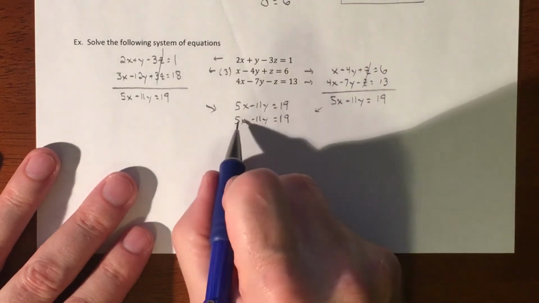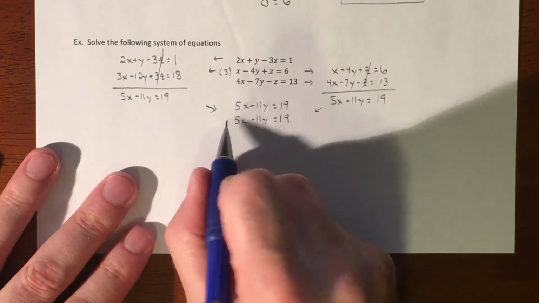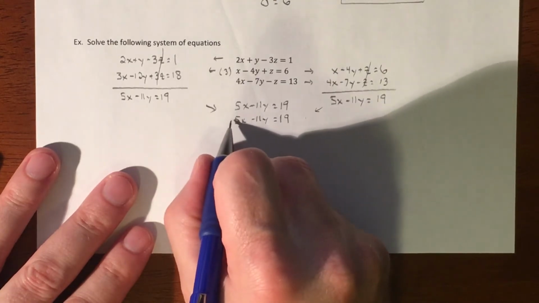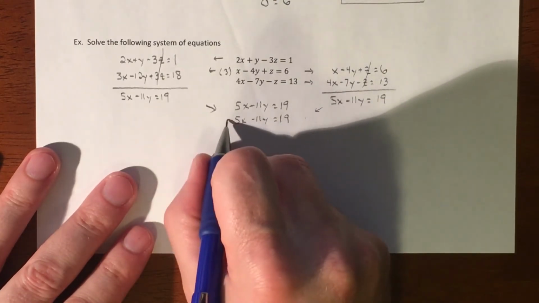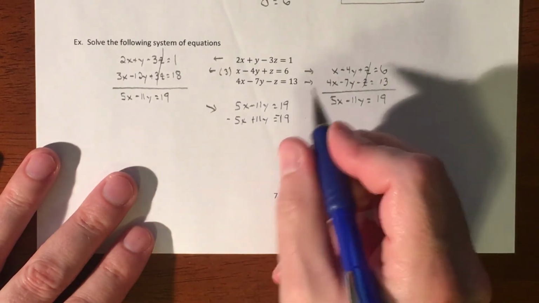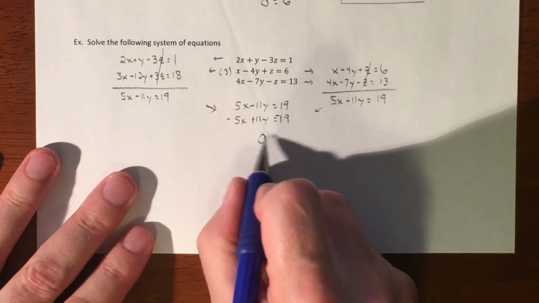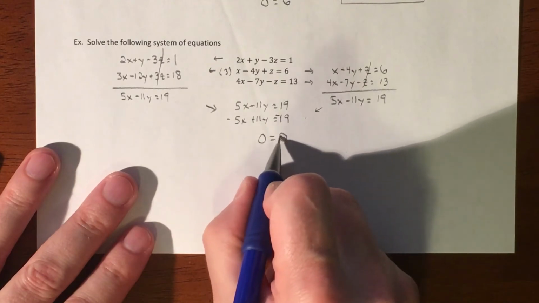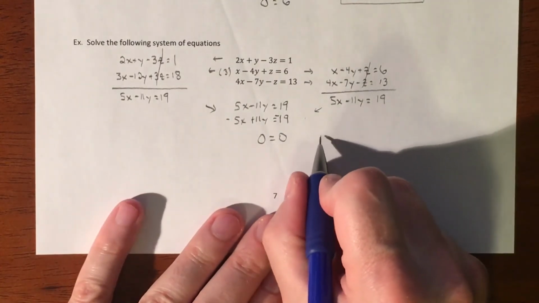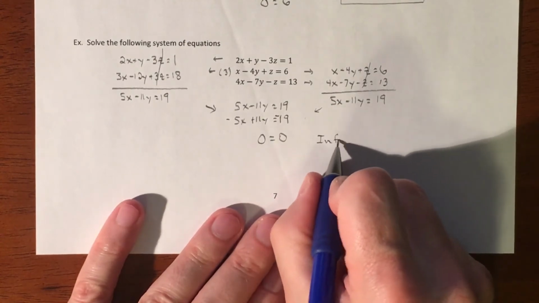So let's say we want to cancel the x's, so we multiply a negative to this. If you multiply a negative to this, you're going to change all their signs. So that's going to become a negative, that'll become a positive, that'll become a negative. And you're actually going to cancel everything. So you're going to get 0 equals 0. So that is infinite solutions.